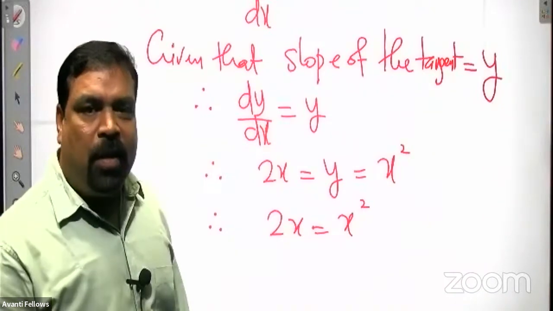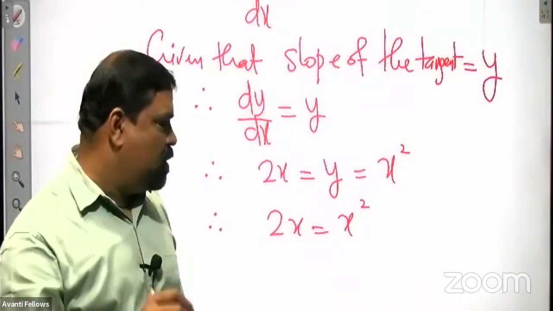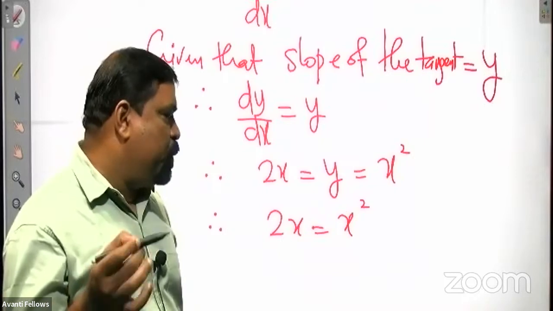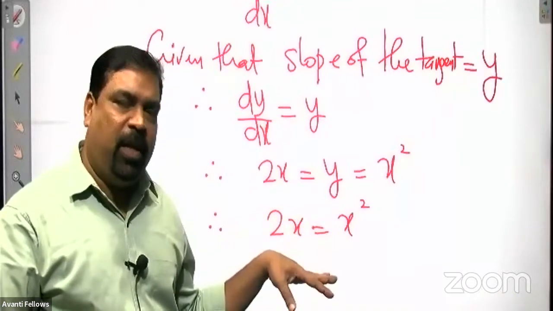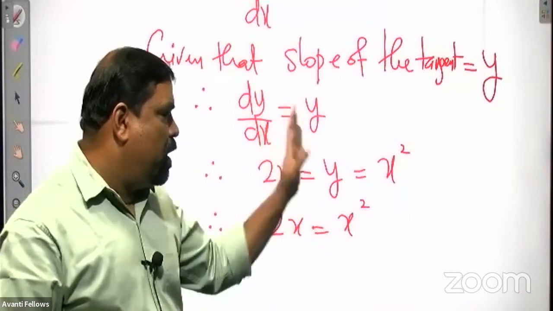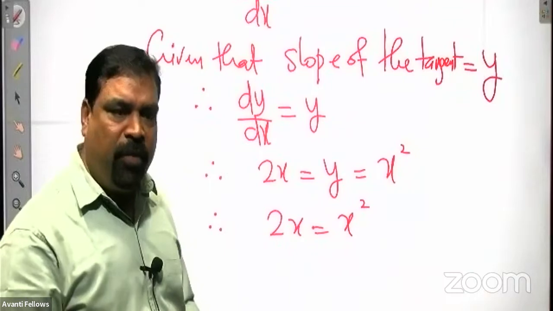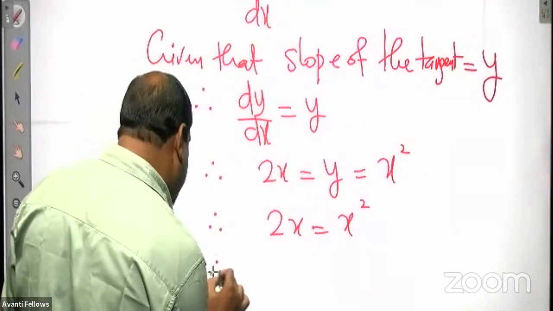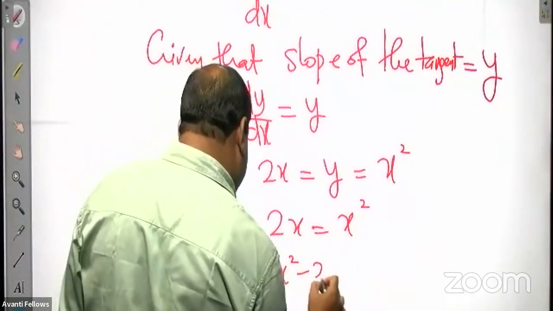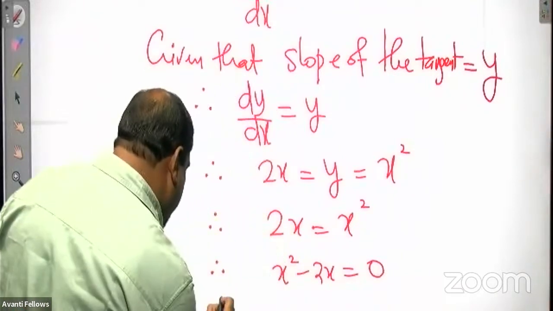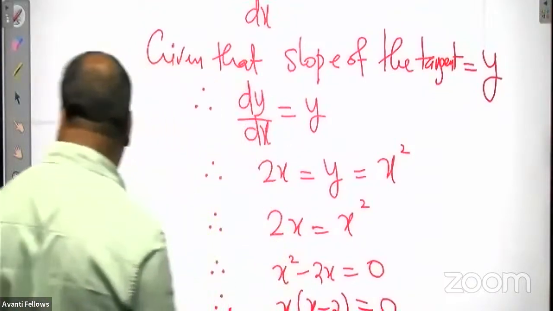So what is the correct answer? x equal to 0 and also 2. This is also one place where students used to commit mistakes. That's why I have posted here. Some people have cancelled x with x, then directly got 2 is equal to x, but that is not the correct mathematical way of solving. What we have to do is bring everything to one side: x square minus 2x equal to 0, which implies x into x minus 2 is equal to 0. This is the correct way of solving.